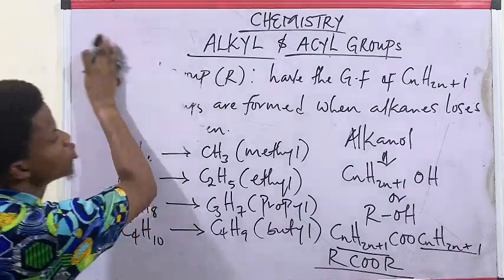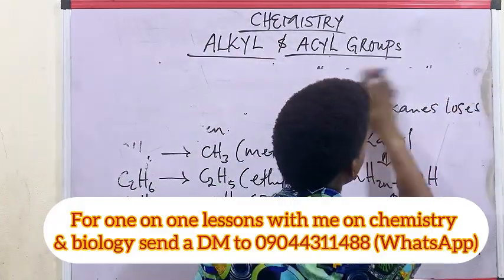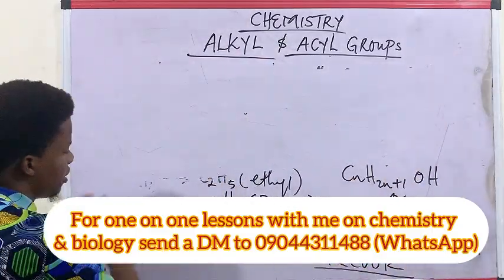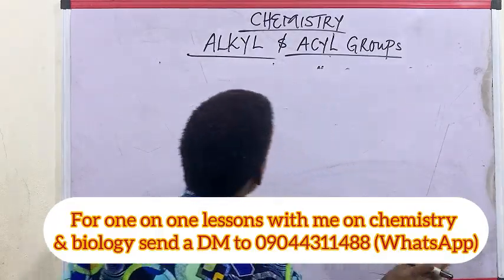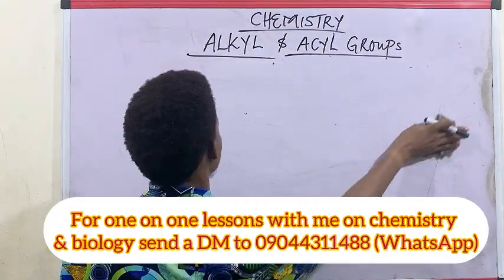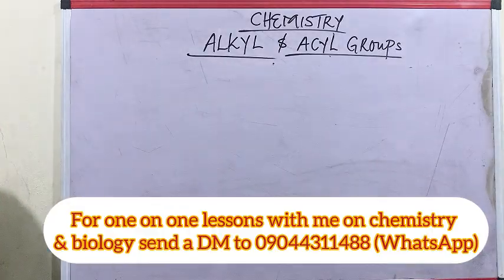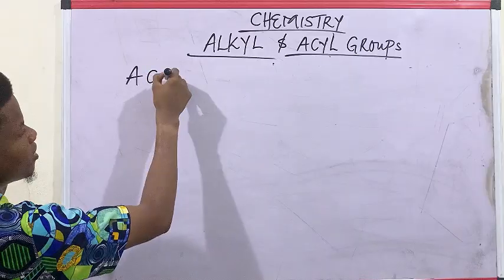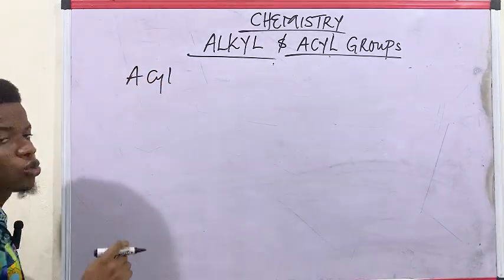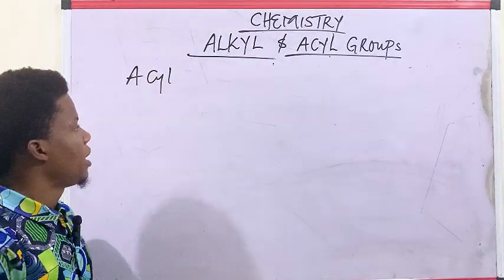So we have been able to go through the alkyl group. Now let us talk about the acyl group. Acyl group. All right. So now the word acyl is two things put together.